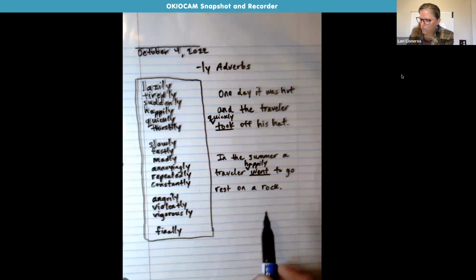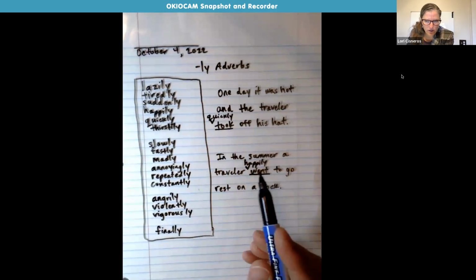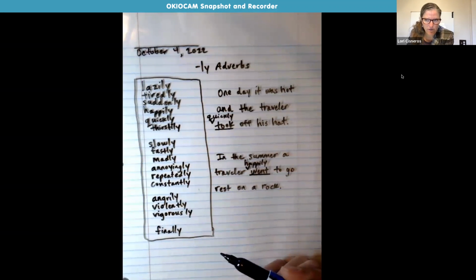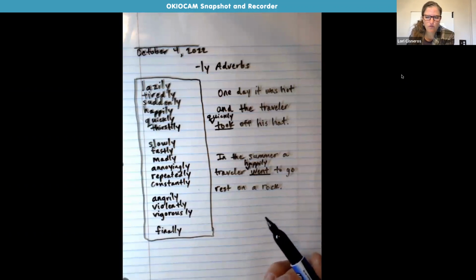So you're going to add 3 ly words to your story next to the verb. And then you're going to have somebody edit, which means they're going to read it and help you fix anything like spelling, or maybe you forgot a punctuation, or maybe you forgot a capital, and they're going to make notes on there for you and they're going to hand it back to you.